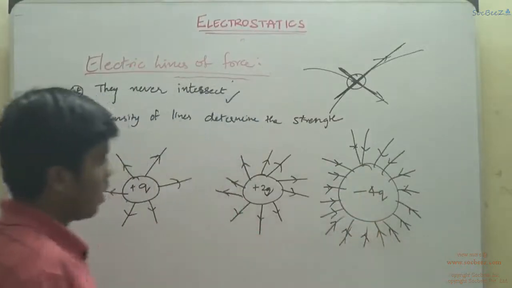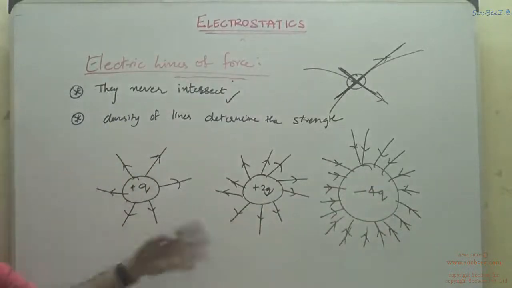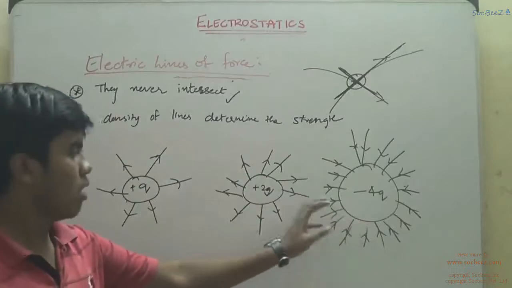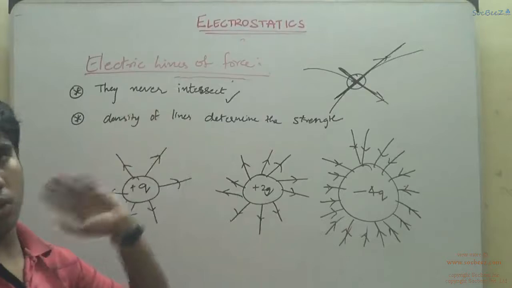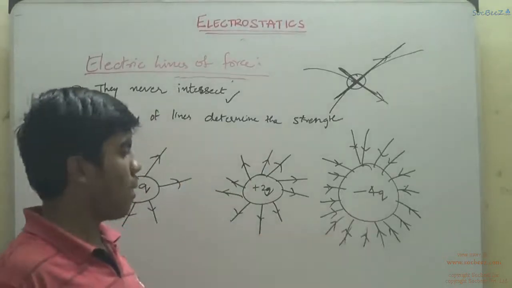So we can see that the number of lines concentrated near this charge is more than this and this. So basically, it also depends on the magnitude of the charge. It does not depend on the sign. The sign would only tell whether the fields are going out or coming inside, but the strength would depend on the magnitude of the charge.